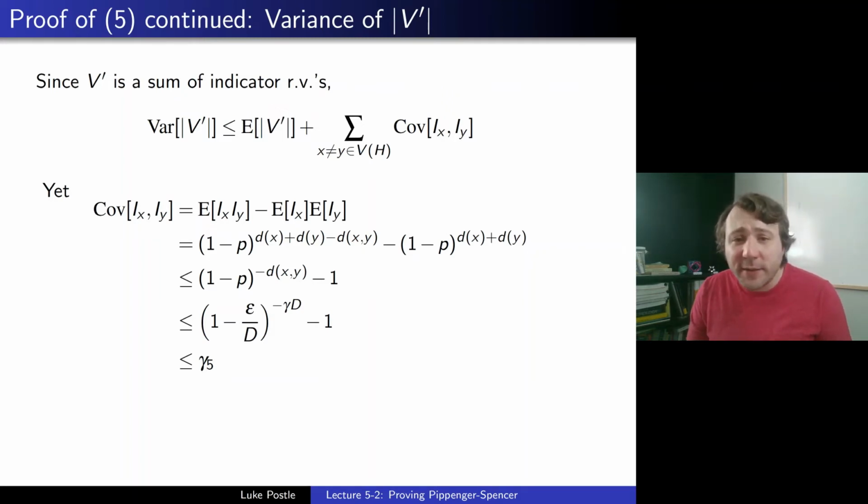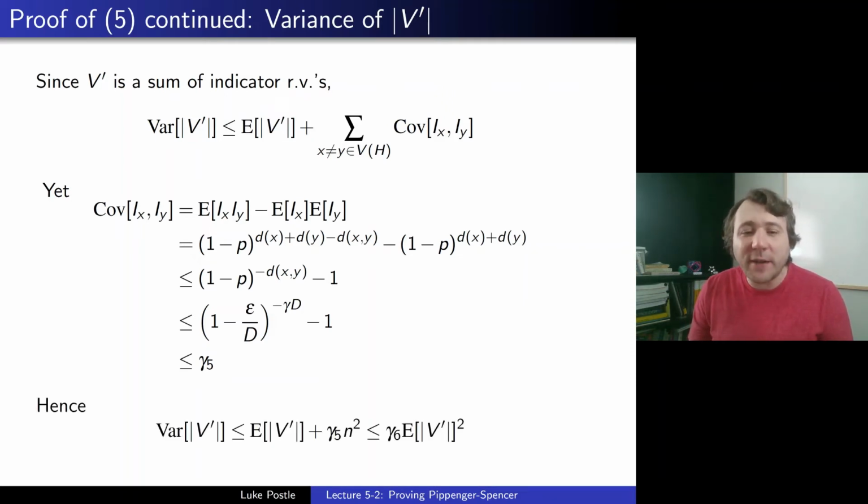Since the co-degrees are small, the chance that they're both uncovered is quite close to the product of those probabilities. All right, so now that we've done that, we can conclude that the variance from just plugging into above is at most the expectation of V prime plus gamma 5 of n squared. So each of those is some small number gamma 5. There's n squared pairs, I'd say at most. And that's, of course, at most some gamma 6 of the expectation squared.